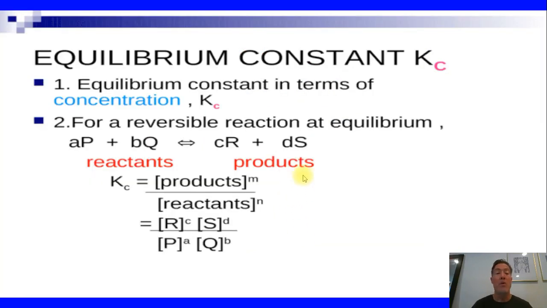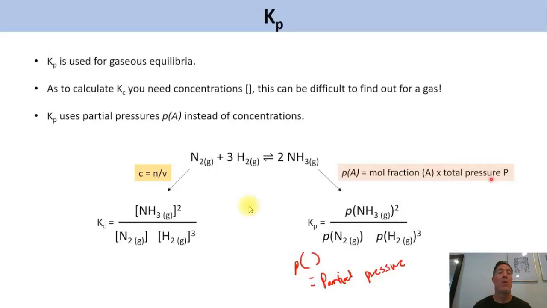Okay, again, quick review. Equilibrium constant is known as Kc, or if we're dealing with gases, Kp. We write this as products raised to their powers over reactants raised to their powers. We can also use, as I mentioned, Kp for gaseous equilibria, because as we calculate Kc, we need concentrations, and that can be hard to find for a gas. So we can also write the equilibrium constant as a partial pressure expression instead of concentrations. And it's the same thing.